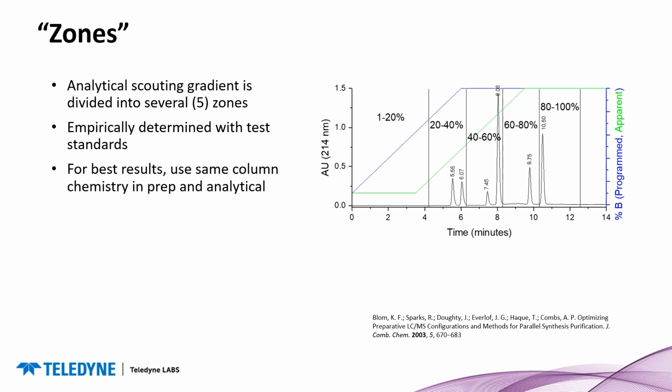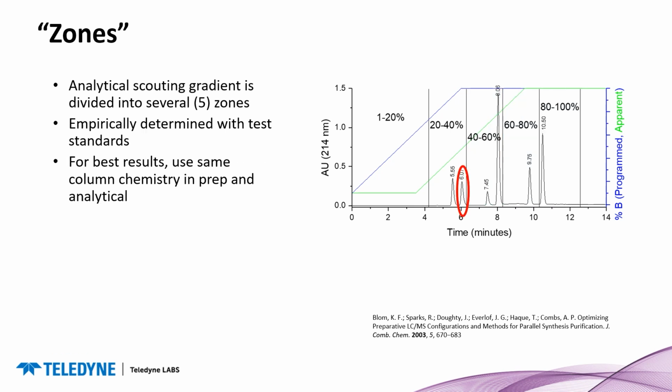Many chemists have a chart like this near their preparative LC system. It shows the analytical scouting gradient divided up into different zones. Someone had to spend time putting this chart together. Each zone in this chart represents a different gradient method on the preparative LC system.